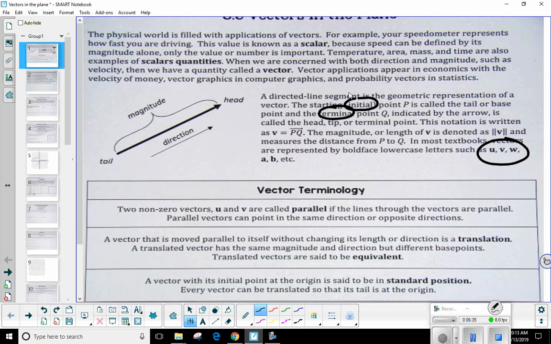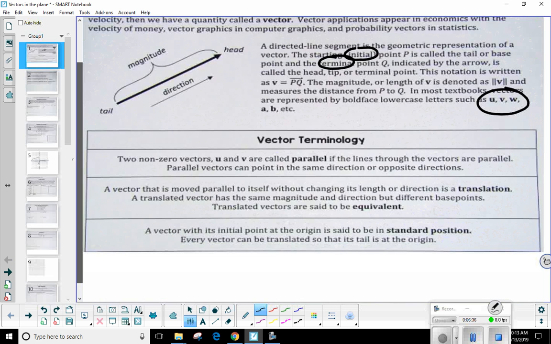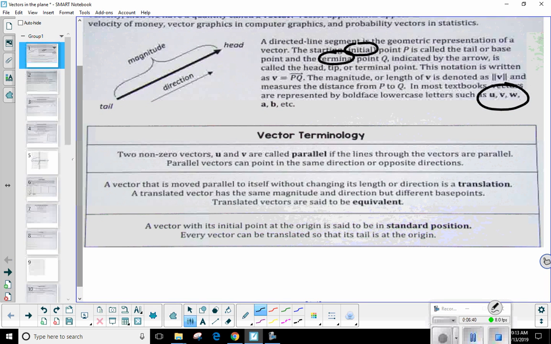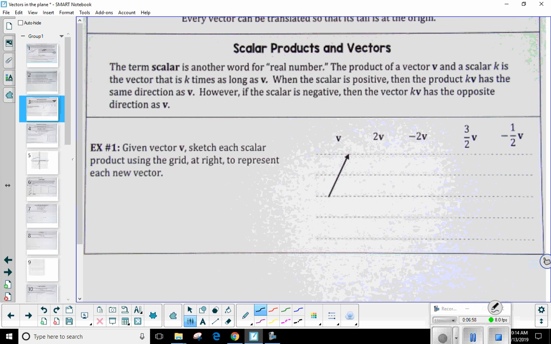Now here's a really important term for us. A vector with its initial point at the origin is said to be in standard position. We can translate a vector anywhere in our coordinate plane, but when we're dealing with them, it's really easy if their initial point is at the origin. That's what we call standard position. Every vector can be translated so that it's at that point. One more little paragraph, and then we can finally get into some examples here.